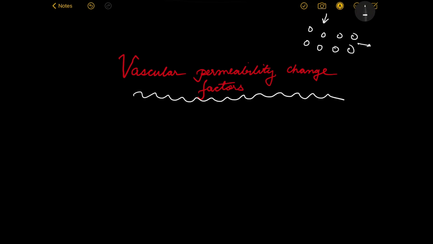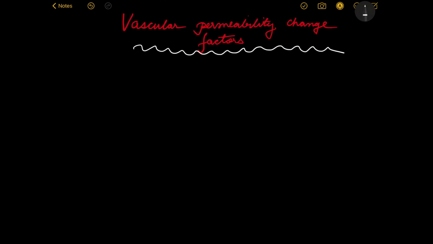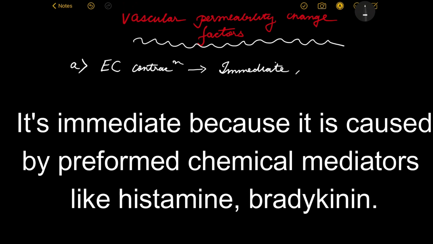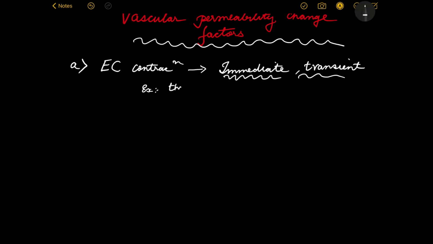What are the factors or methods by which the vascular permeability is altered? The first one we have already seen, it is endothelial cell contraction. What is very important to note here is that this is a response which is very immediate and transient. For example, suppose you get a thorn prick. Immediately there is an injury, and immediately there will be endothelial cell contraction, which would be transient in nature. It is temporary. After probably 1 or 2 hours, the endothelial cells will again regain their original configuration.